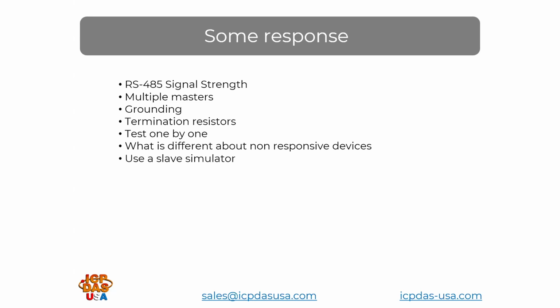What's different? Find out what's different about the non-responsive devices. Maybe it's at the end of the bus, or maybe it's near a source of heavy noise. You could use a simulator to test for that. Just connect your master to a slave simulator, either simulate one slave or multiple slaves, and just find out what's happening along the bus. Maybe your master device is pulling the wrong register, or some other issue like maybe wrong baud rate or something like that as well.